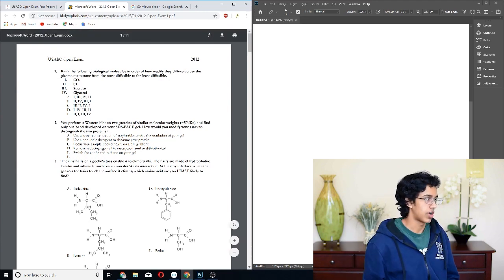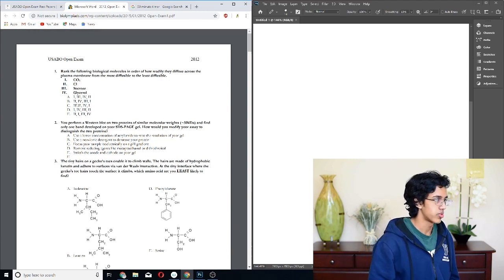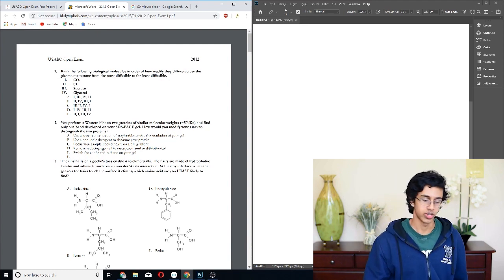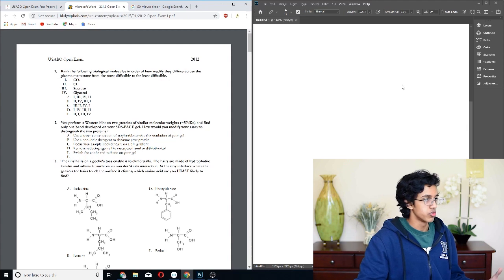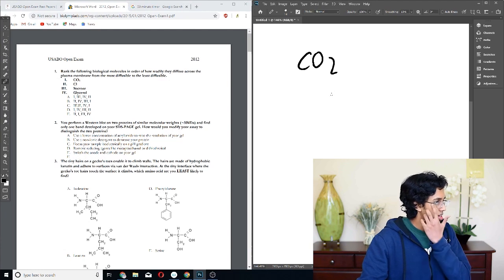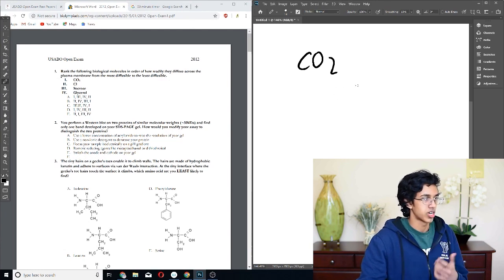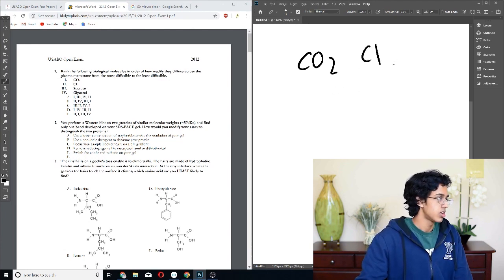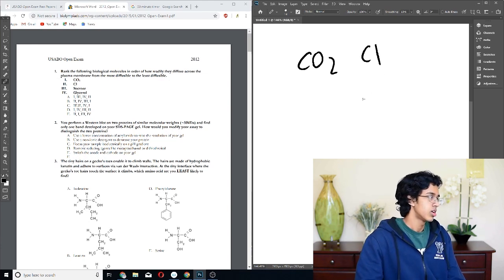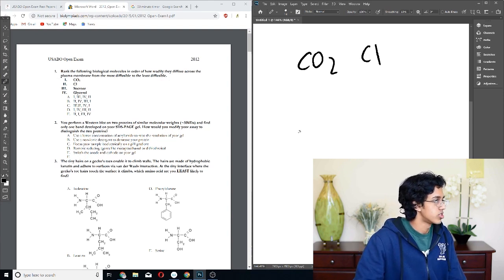So, rank them in order of how readily they diffuse across the plasma membrane. So basically, smaller molecules are better and hydrophobic molecules are better. We know that CO2 is pretty small and it's pretty hydrophobic. Then we know that Cl- is small but it's hydrophilic, so that's going to be next. And then sucrose and glycerol are both hydrophilic, but glycerol is smaller, so it should be next. So it should be 1, 2, 4, 3.